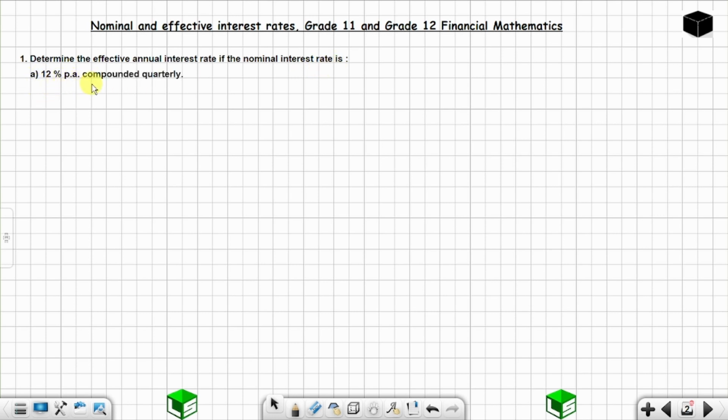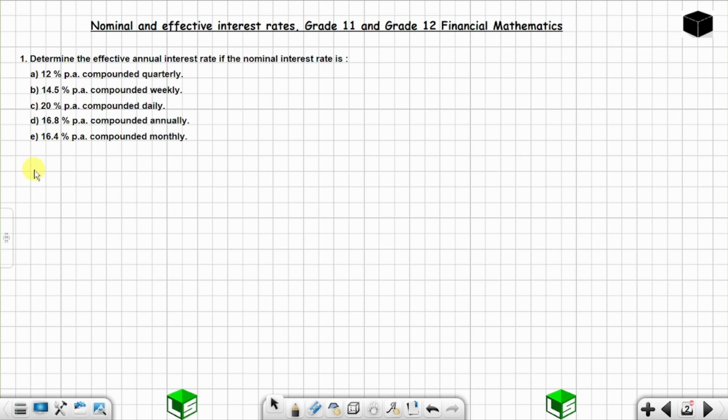12% per annum compounded quarterly, B. 14.5% per annum compounded weekly, C. 20% per annum compounded daily, D. 16.8% per annum compounded annually, E. 16.4% per annum compounded monthly. Okay, you have 5 questions to answer. Okay, let's start with A.